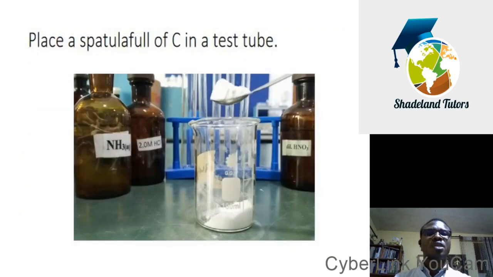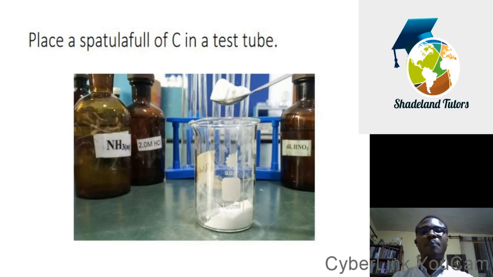So what happens when we put this? First, you are going to collect a spatula full of C in a test tube. You are advised at this point not to use your entire C, so that if anything happens, maybe by mistake you do what you are not supposed to do with the sample you start with, and you need to start afresh, you still have some sample to fall back on. So you are advised to divide your sample given into 2, use half, so that you have something to fall back on in case of eventuality.